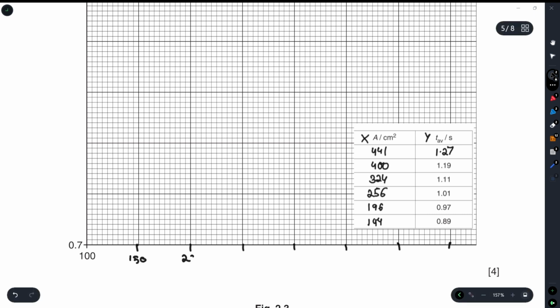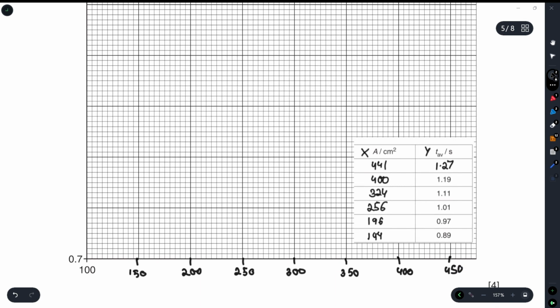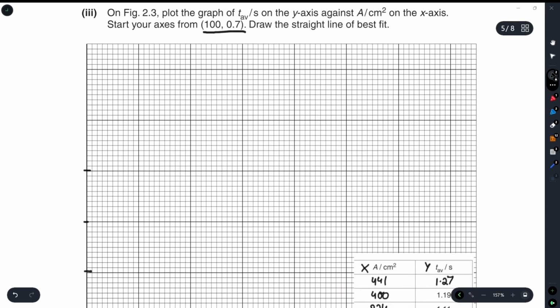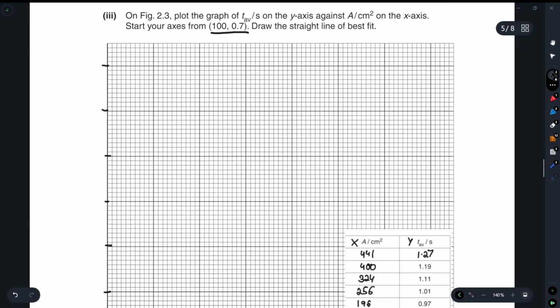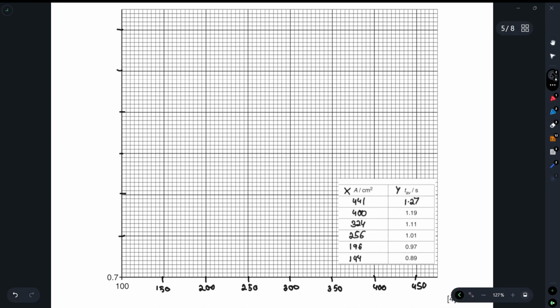So one large division is going to be 50 units. And we should be able to get 350, 400 and 450. So 441 would be somewhere over here. Acha, then we need to go from 0.7 to 1.3. So you have a space of 0.6. How many divisions do we have? 1, 2, 3, 4, 5 and 6. So cool. Each one division is going to be how much? Each one division is going to be 0.1 units.